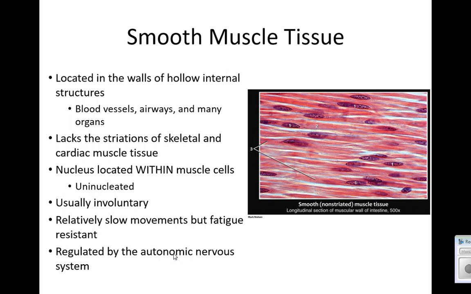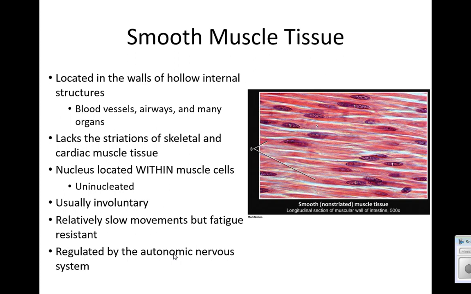Smooth muscle is uninucleated, just like cardiac muscle. The nucleus is located more within these cells than the other two. Something that's really neat about these guys is that they are generally slow moving, but fatigue resistant, which means that they don't tire out, which is something that we've all experienced with regards to our skeletal muscle. And smooth muscle is generally going to be involuntarily controlled and regulated by, as I said, the autonomic nervous system.